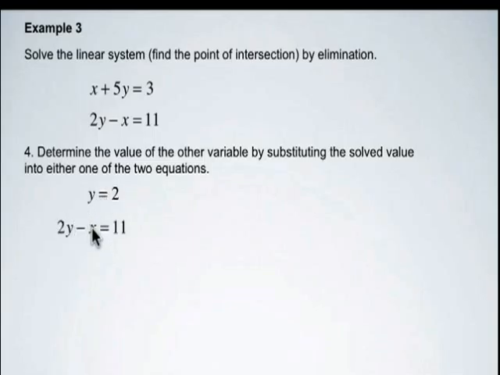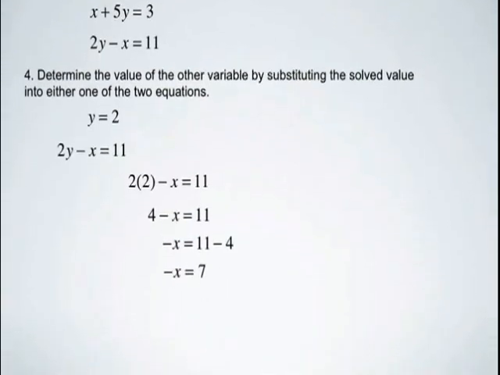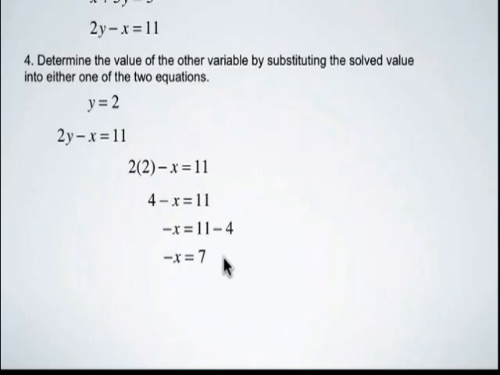So 2y minus x is equal to 11. We're going to sub in y equals 2. And when we do that, we get 2 times 2 minus x is equal to 11. 4 minus x is equal to 11 because 2 times 2 is 4. We subtract 4 from both sides and we end up with negative x is equal to 7. We divide both sides by negative 1 and we get x is equal to negative 7.